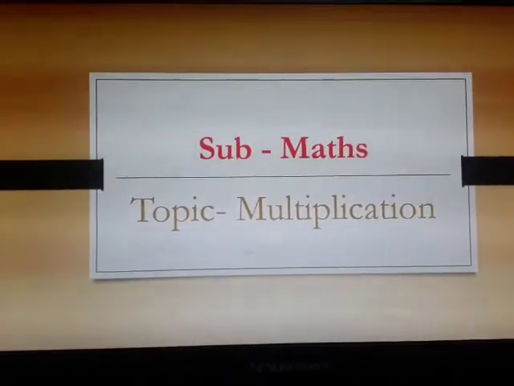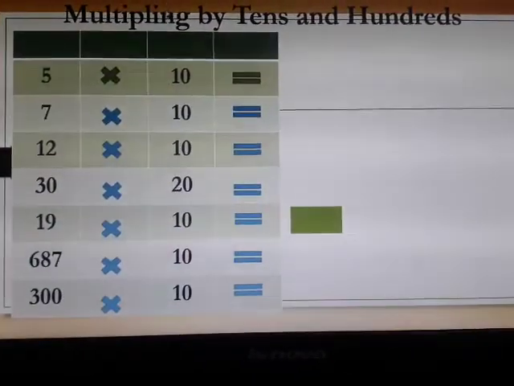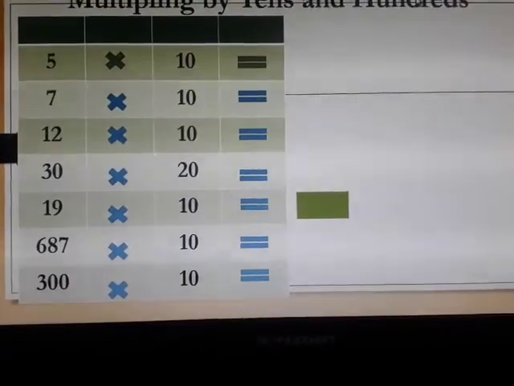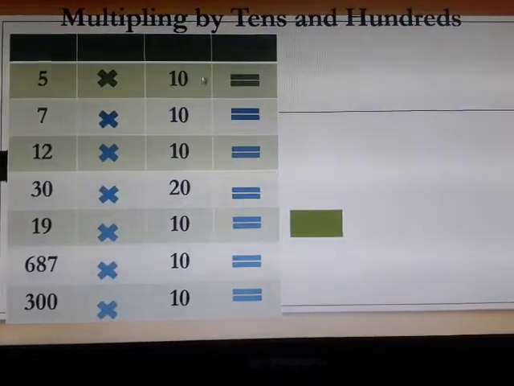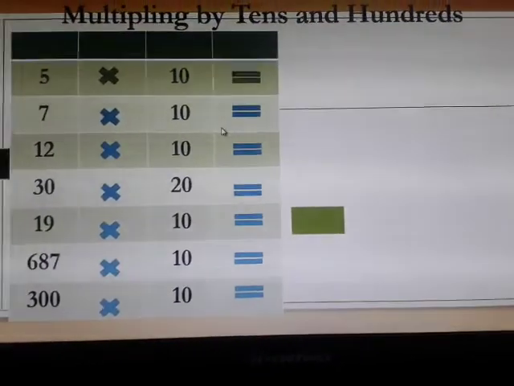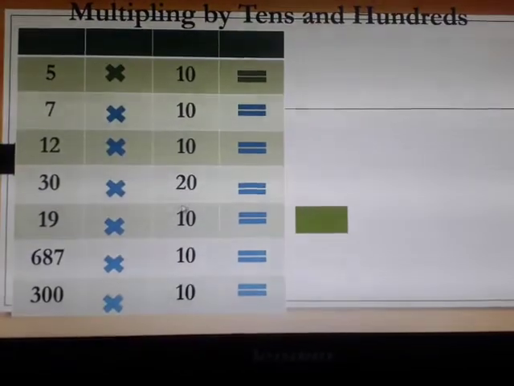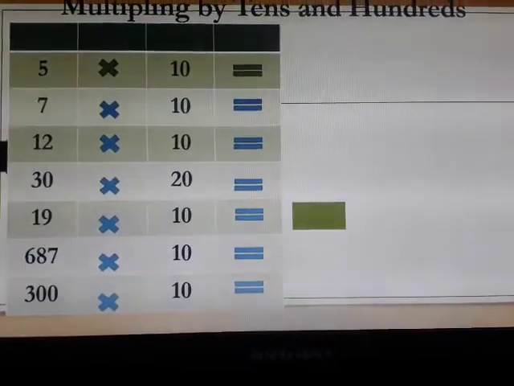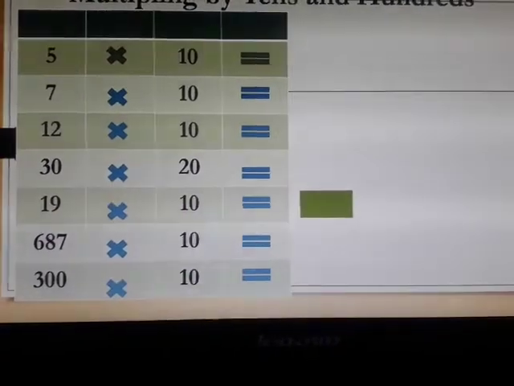Today in our maths class we will see the multiplication. Multiplying by tens and hundreds. What are the tens and what are the hundreds? Tens means the numbers which are the multiple of 10, means it will be 10, 20, 30, 40, 50, 60 and so on. And what are the hundreds? Hundreds are 100, 200, 300, 400, 500, 600 and so on, means multiples of hundreds.